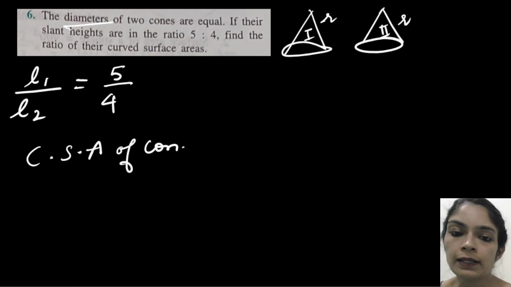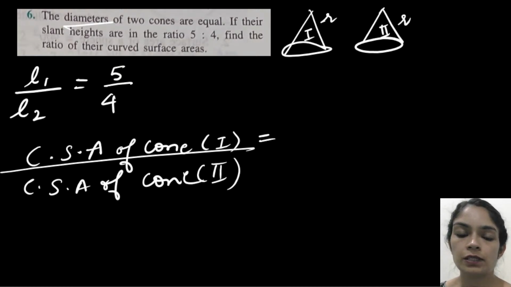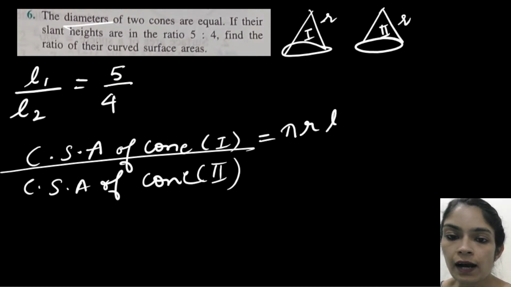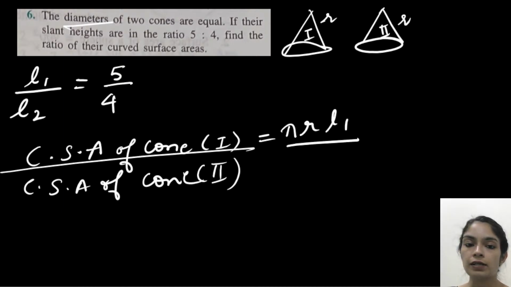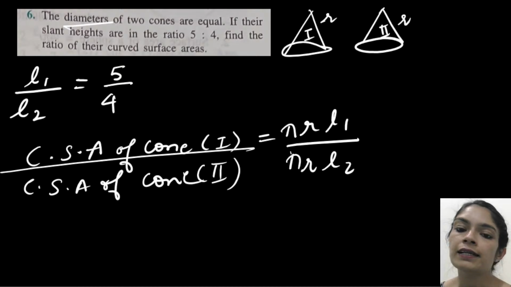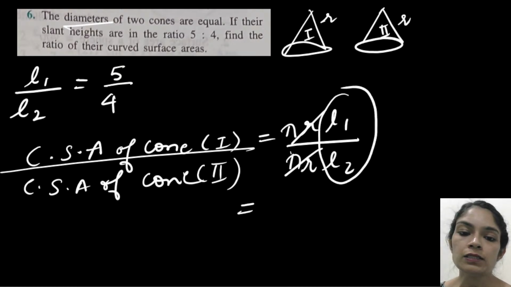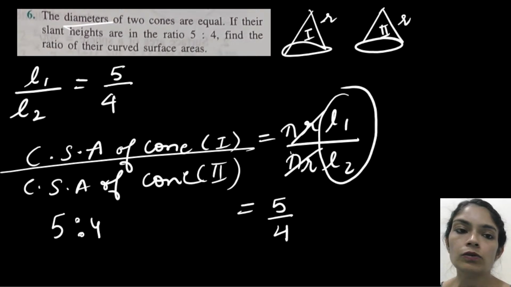Curved surface area of cone 1, then curved surface area of cone 2. We can just substitute the formula, which is pi r L1, because the slant height of the first cone is L1. Then here pi r L2. Radius is the same, that's why in both cases I am writing r only. Pi r and pi r will get cancelled. L1 by L2 we know it is 5 by 4. So their ratio is 5:4.